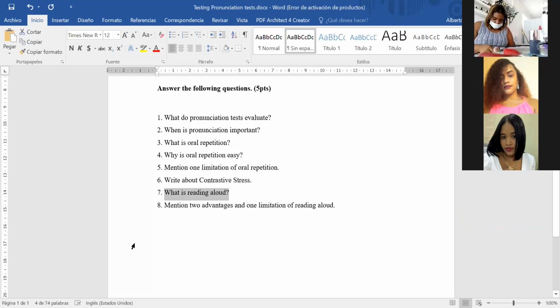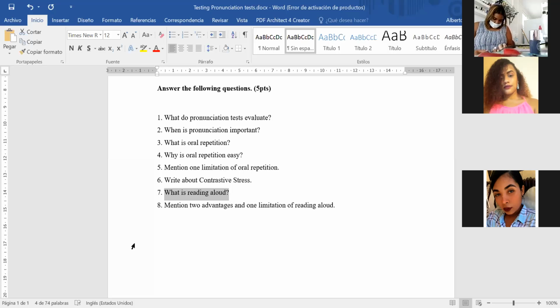Now, yes. Okay. As I was saying, oral repetition is used when the students cannot read or write English. In the case of reading aloud, this is a communication strategy for the students that can read and write English. That's the main difference between them. You see, guys, yes, that is true.